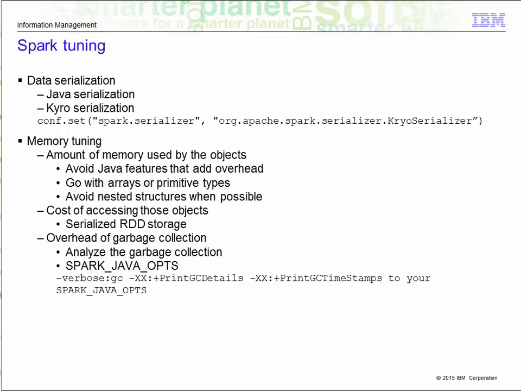Kryo serialization is much quicker than Java, but does not support all serializable types. It will require you to register these types in advance for best performance. To use Kryo serialization, you can set it using the SparkConf object.